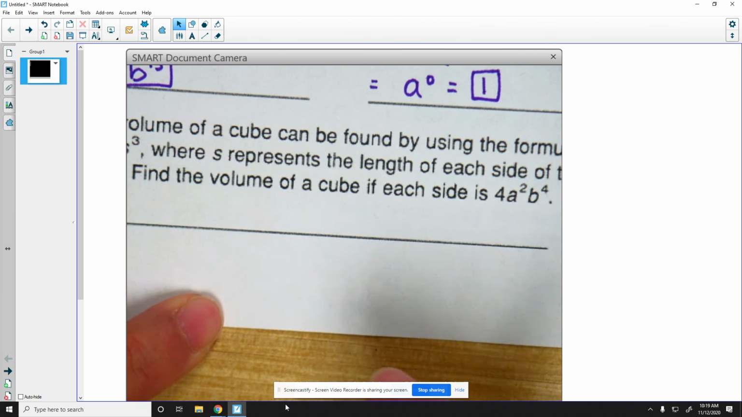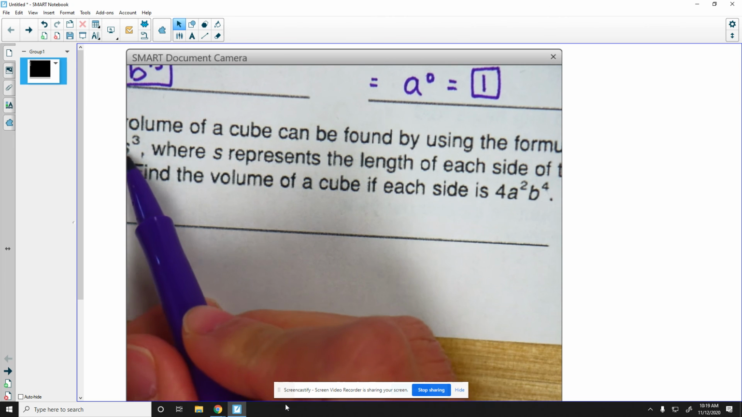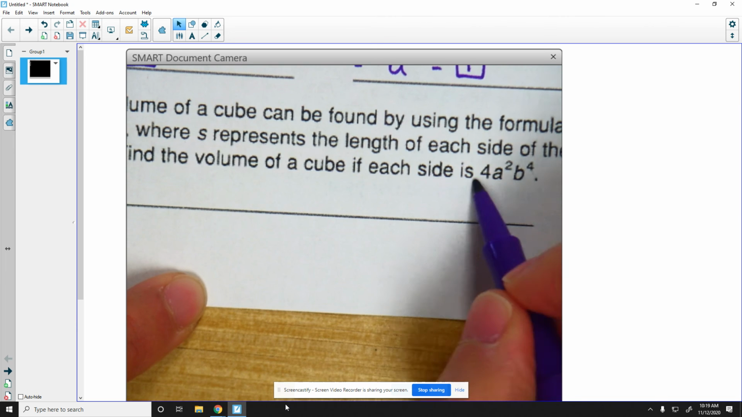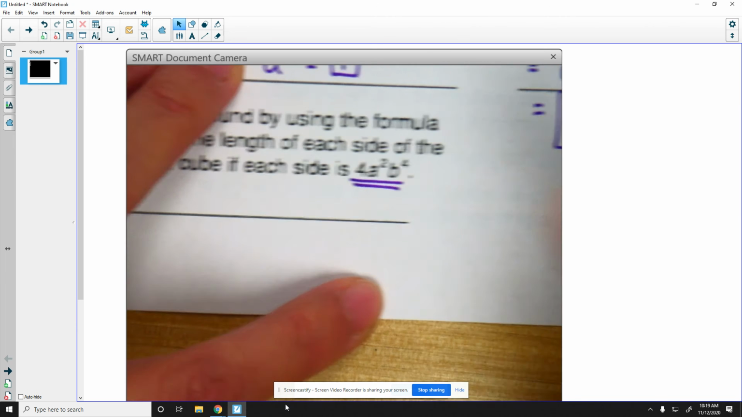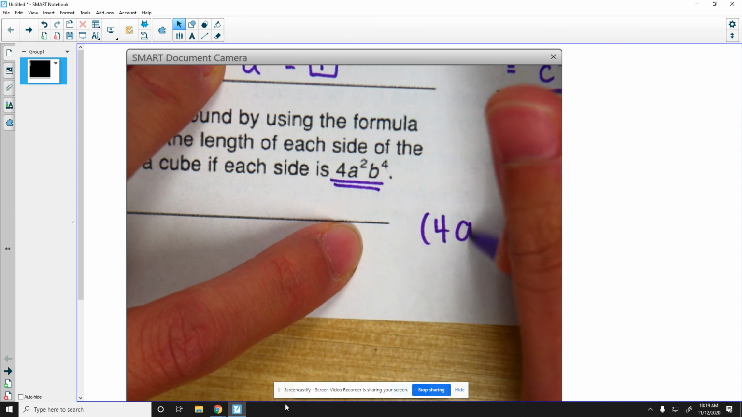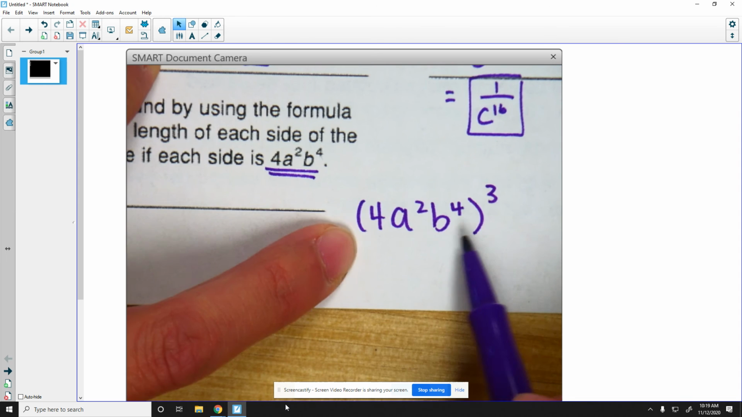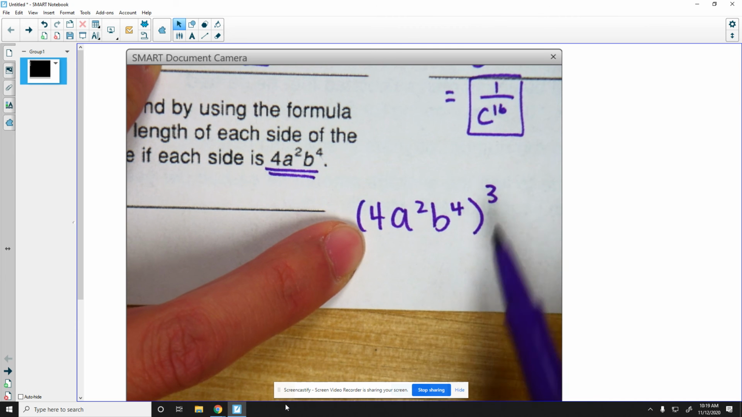Number 19. All right. The volume of a cube can be found by this formula. Basically, take your side and cube it, right? Length times width times height. So if each side length is that, find the volume. So aren't I doing 4a squared b to the 4th all to the 3rd power? Because here's my side, and I'm multiplying it by itself 3 times.